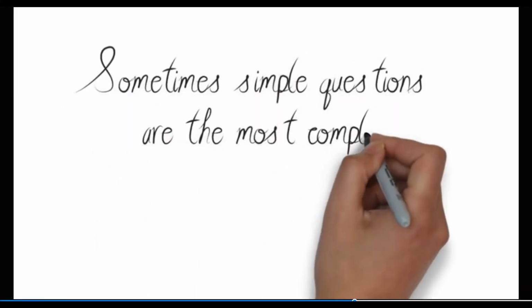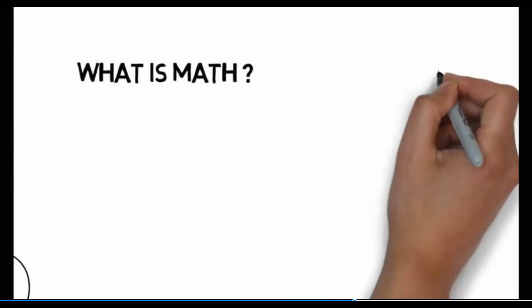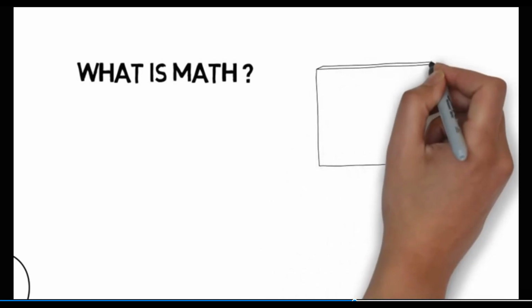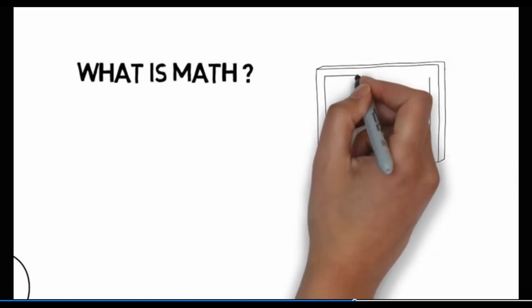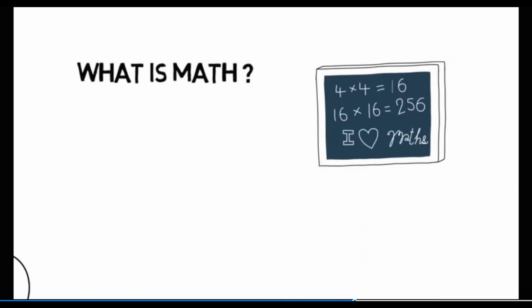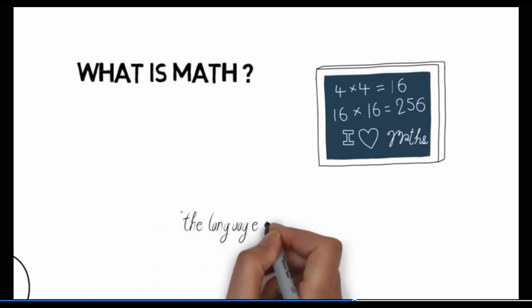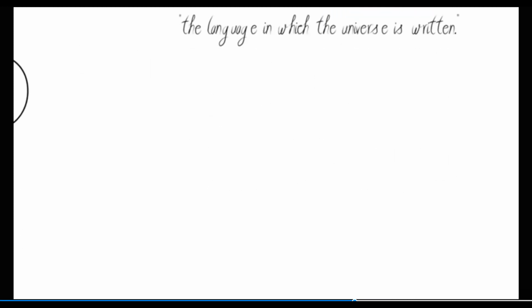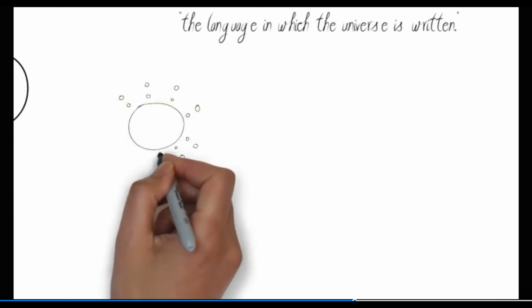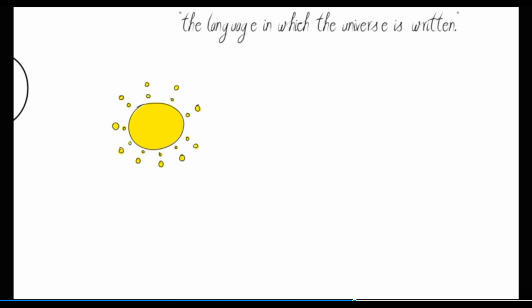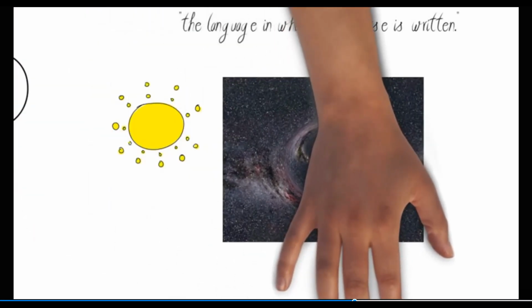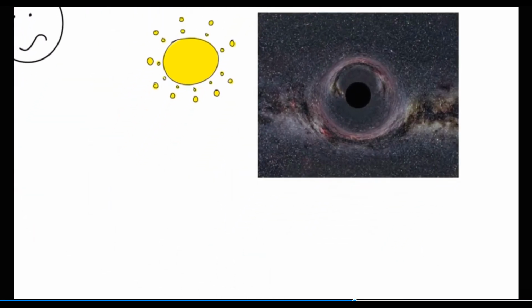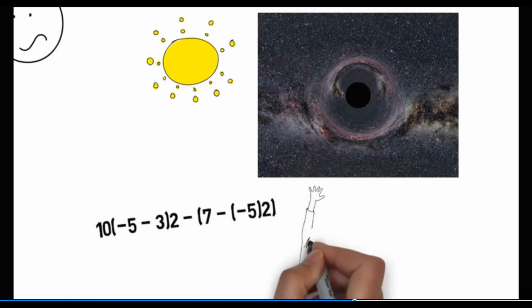Sometimes simple questions are the most complex, such as, what is math? Math is the abstract study of how the structures of systems relate and operate. Or, more romantically, math is often referred to as the language in which the universe is written. Now, like our universe, there are parts we understand well, and parts we still know nothing about. But when your teacher gives you a math problem, he or she is giving you a problem that people already know how to solve.